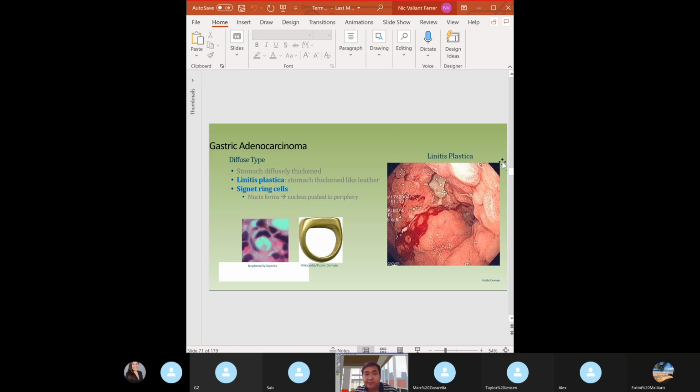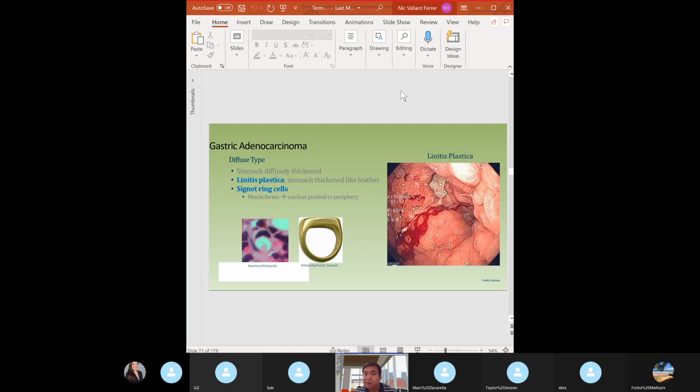High yield. You can see Linitis plastica. Please make sure you know this image. Linitis plastica. So you can see the stomach is thickened like leather, right? Or here on the lower left, signet ring cells. Why does it look like this? Because the mucin is formed and it pushes the nucleus. Look at the nucleus here. Pushed to the periphery. You have a lot of mucin forming, and the nucleus is pushed to the periphery. It looks like a signet ring. This is an example of a signet ring.